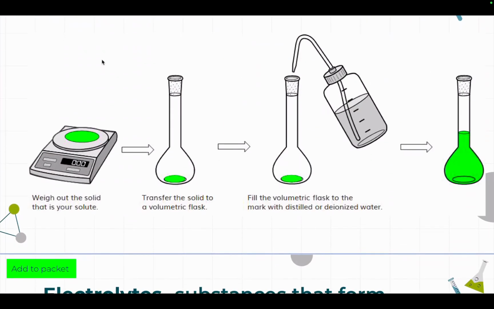Another way to make solutions is to take a solid, and again, they're showing you the volumetric flask. It's a good way to make solutions. It's a precise piece of instrument. What you do is you would mass out the solid that you would need based on the molarity, which is really then based on the moles of the solute that you want. And then you would add enough water, again, depending on the size of the volumetric flask.